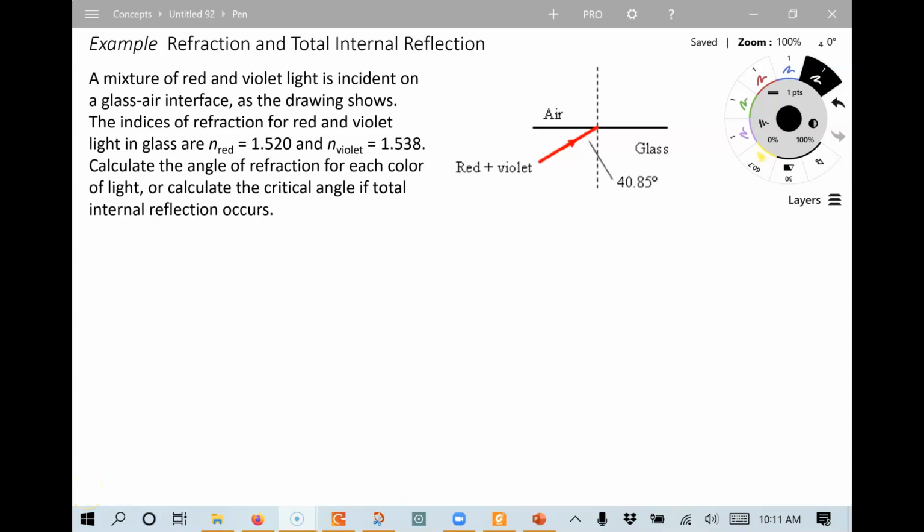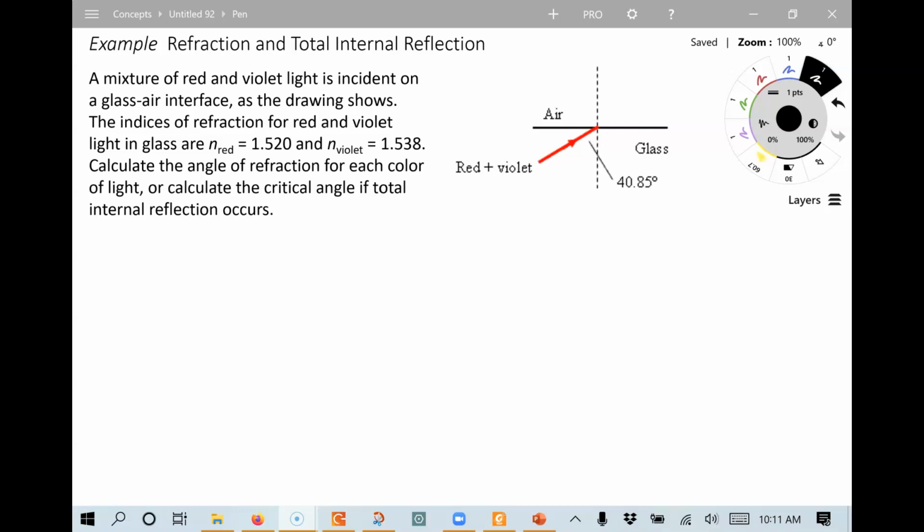Hi, this is an example problem from chapter 26 on refraction and total internal reflection. Pause for a moment to read the question. All right, so this is a refraction type problem, and total internal reflection is related to this phenomenon.